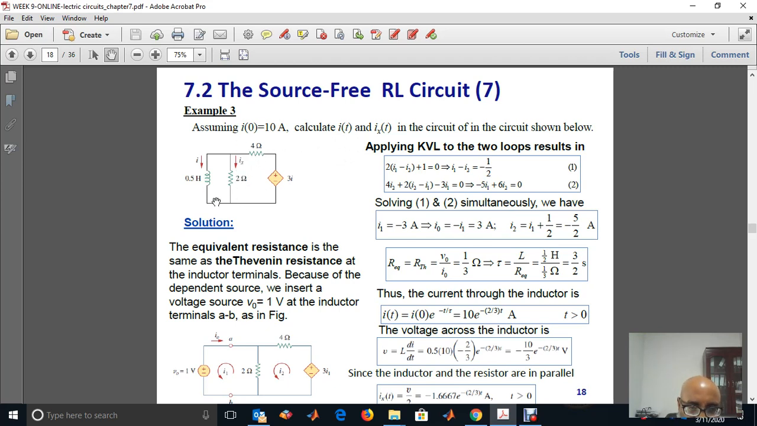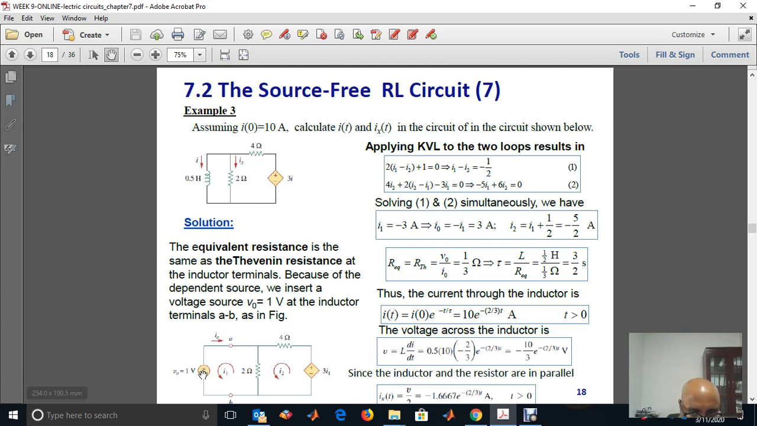Now, if we see this circuit, how do we find the Thevenin equivalent circuit? Of course, there is only a dependent source here. There is no independent source. We can use a 1 volt test voltage source, and we can calculate R Thevenin. Okay, this is the 1 volt.